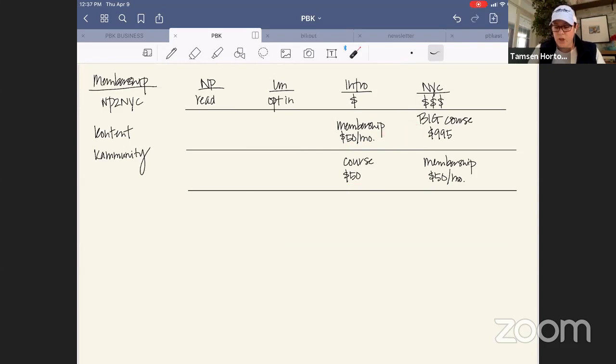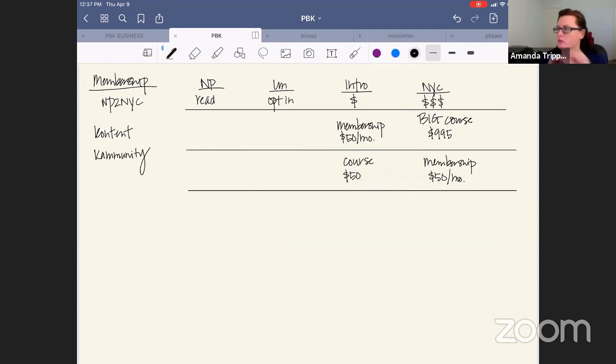Same here. I could have a lower priced course leading into a membership. I could also have a higher priced course. I mean, this could be the $9.95 course, which we've had some of those, and she almost feels like she wants to use the membership as a way to keep them connected to the community. It's not just, okay, you buy the big thing and you're done. It's like, how can we continue to serve you?